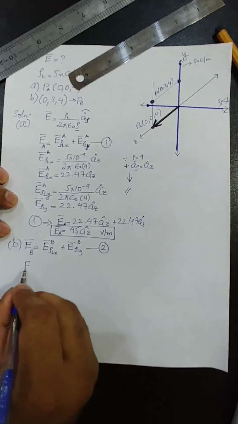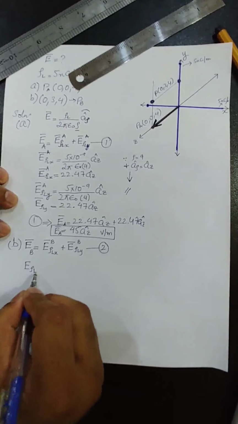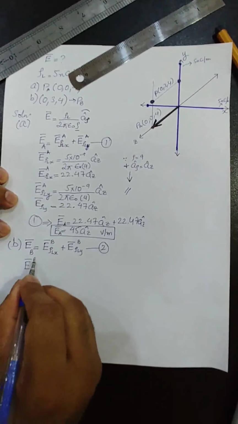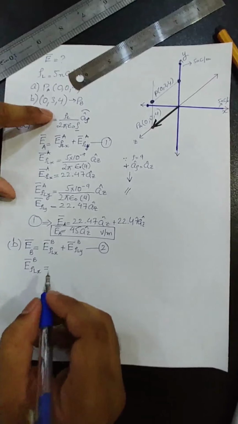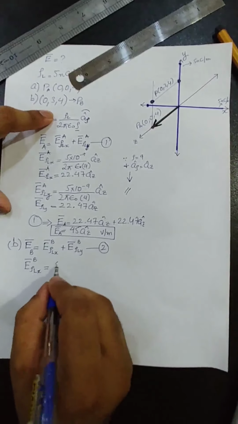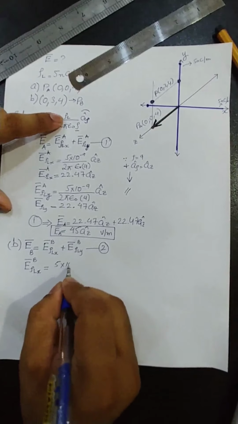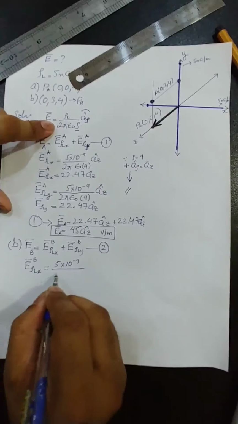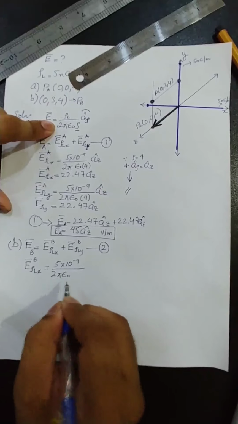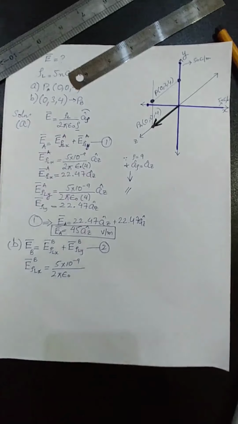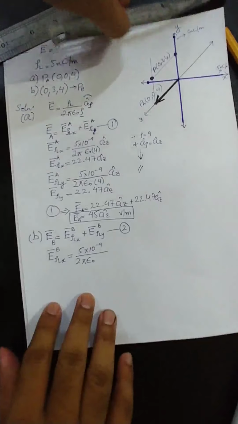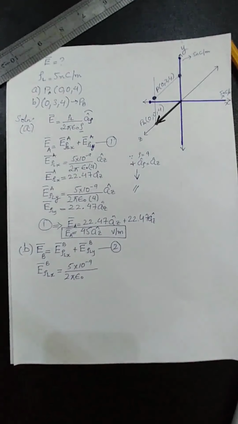Now the contribution of electric field intensity at point B due to rho Lx is given by this main formula. The magnitude is rho L, which is 5 nano, over 2 pi epsilon naught. Now we need rho. What is rho? Rho is the perpendicular distance between the field point and the source point. So remember that.